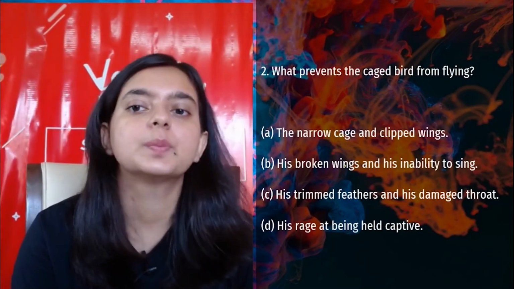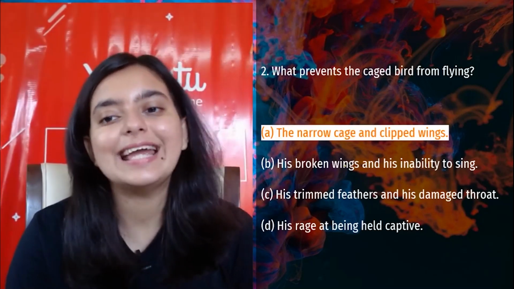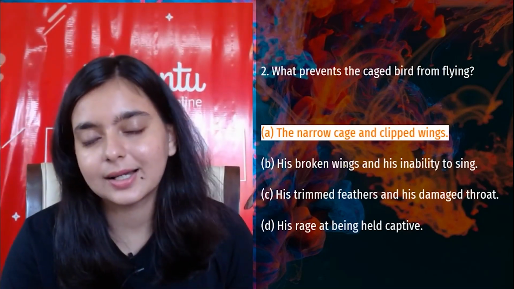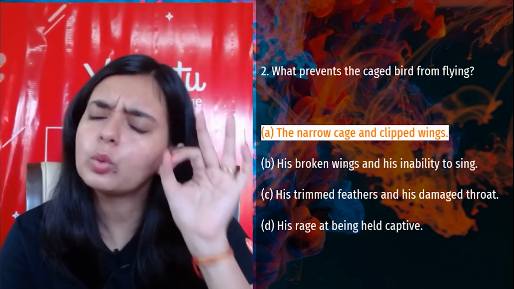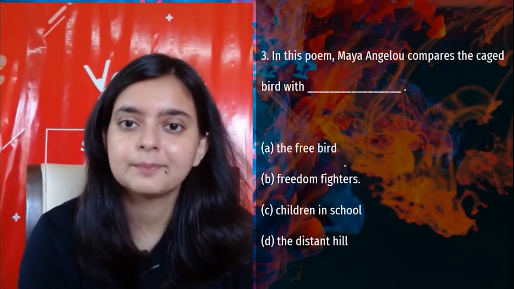What prevents the caged bird from flying? The narrow cage and clipped wings. So the wings of the caged bird have been clipped. I will be taking this poem up. It's a beautiful poem, guys. Very soon I'll be taking this.